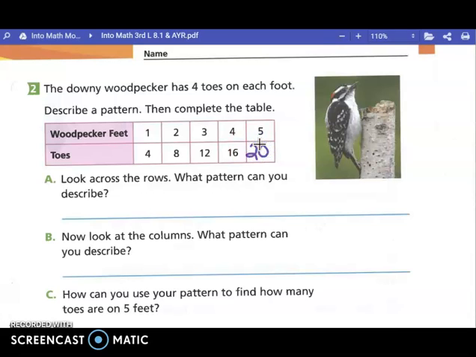It says, look across the rows. What pattern can you describe? But what's happening in the woodpecker feet? It's adding 1. Okay, so it increases by 1. And what's happening in the toe row? All right, we're going to type that in. All right, so the number of feet increases by 1, and the number of toes increases by 4. If you're home watching, please stop the video and get that down.